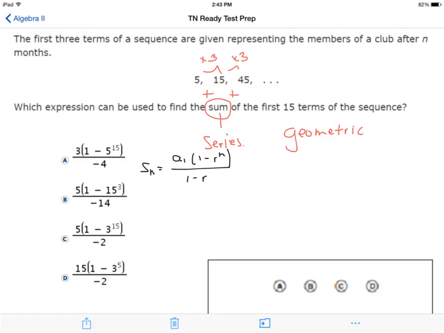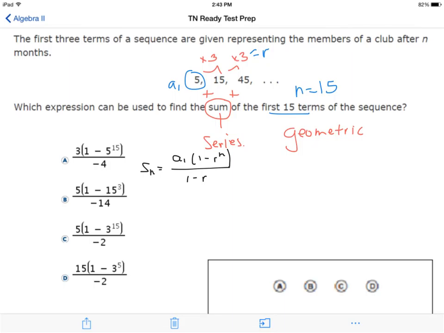A1 stands for the first number in the term. So that's my 5 is A1, and then that's multiplied by 1 minus r to the n power, all divided by 1 minus r. So I also recall that n stands for the number of terms in this sequence or this series that we're going to sum together. So they asked us to sum the first 15 terms. So what that means is we're going to use 15 for n. And then r is equal to the number that they are multiplying by, and that's called the common ratio.